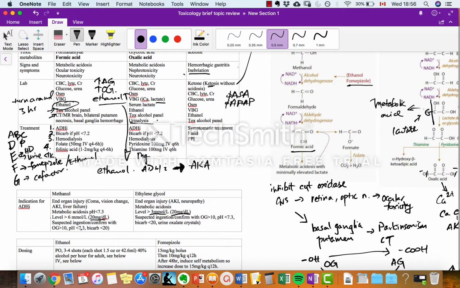And also, if you don't have the levels yet, because it can take a little while, if you have suspected ingestion with elevated osmolar gap greater than 10, pH less than 7.3, bicarb less than 20, 2 out of 3 here, you can start fomepizole. Ethylene glycol, if you have suspected ingestion with elevated osmol, low pH, low bicarb, or urine oxalate crystal, 2 out of 4, you can start. This is according to the ACT guideline.